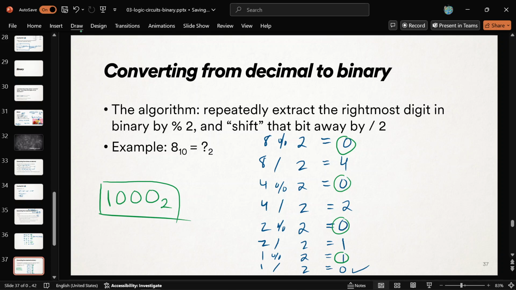And you can check that. This is the 2 to the zeroth place, 2 to the first, 2 squared, 2 cubed, that is 8. 1 times 2 cubed. You can always check your answer very easily. Any questions about this process? Think you can do it?